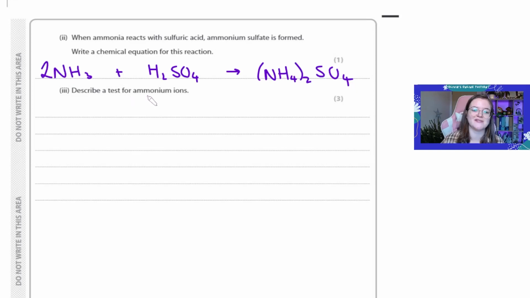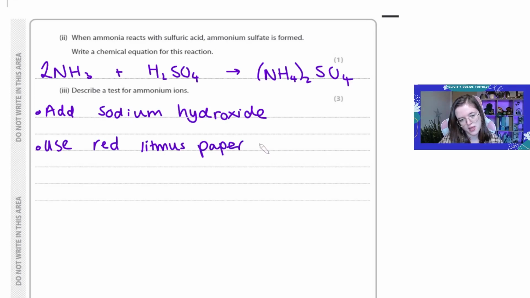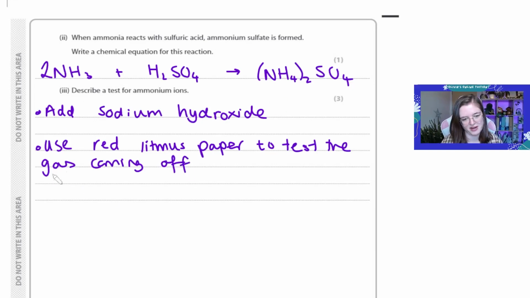And then describe a test for ammonium ions. Okay, so I want to make ammonia gas, which means I want my ammonia back. What I'm going to do is add an alkali, so add sodium hydroxide. So if I add that, that's going to give me my ammonia back, essentially, in gas form, which then means I can use litmus paper. I'm going to use litmus paper, either red or blue, either or. I'm going to use red. So use red litmus paper to test the gas coming off. That's where it's coming off from this reaction that you just added this into.